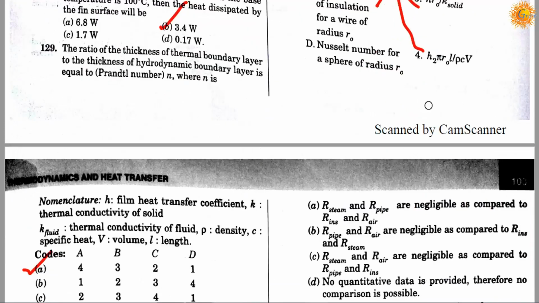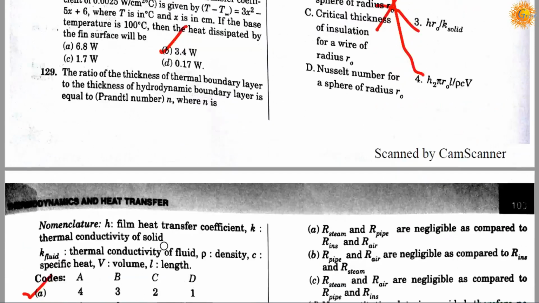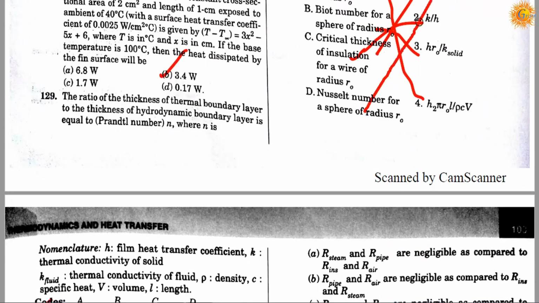And the fourth, it means the Nusselt number for a sphere of the radius r subscript 0, will be connected to first. It means C is connected to the second, sorry, K subscript f, and D is connected to first.